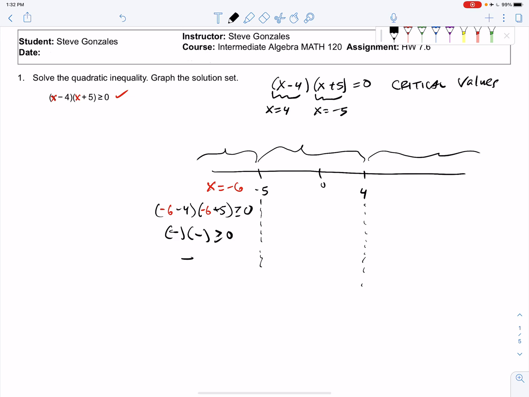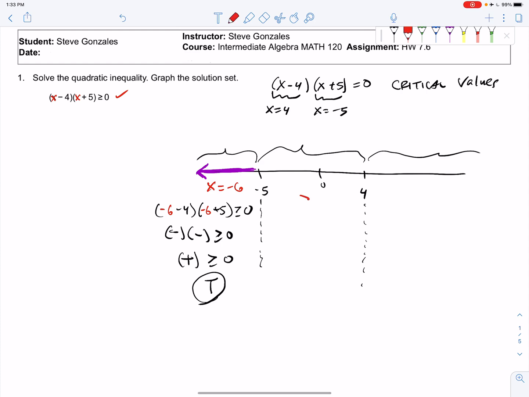Negative times negative is a positive. Is a positive greater than or equal to 0? And that would be true. So that means we're going to shade this region. Everything in this region is going to make that inequality true.